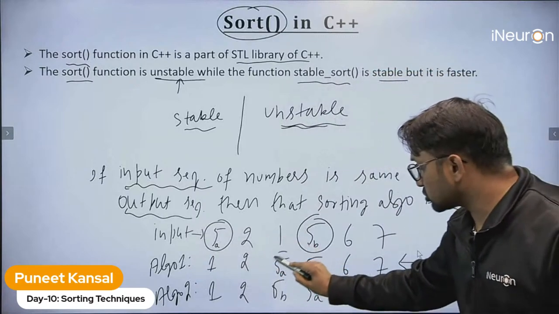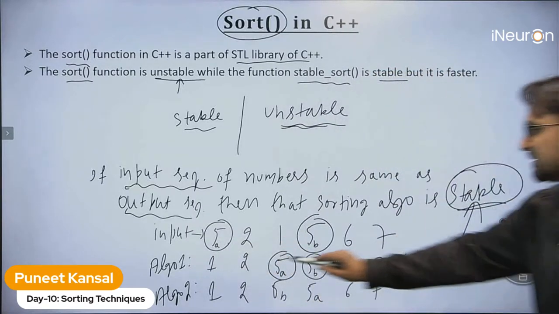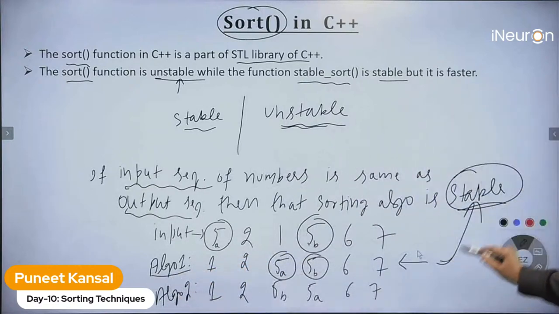And in the output also, 5A is coming earlier than 5B. So this algorithm is actually using the stable sorting.